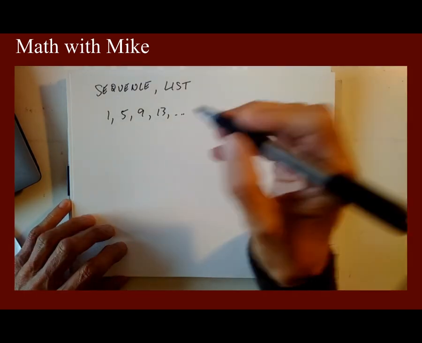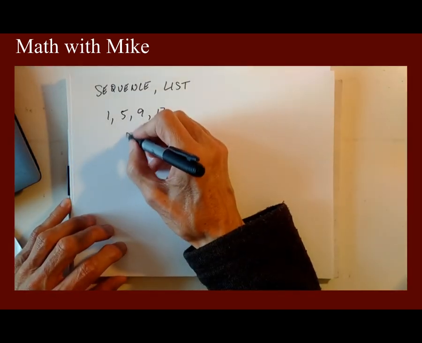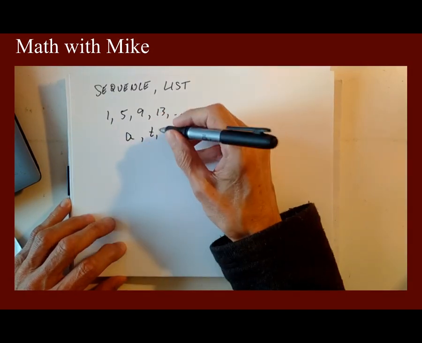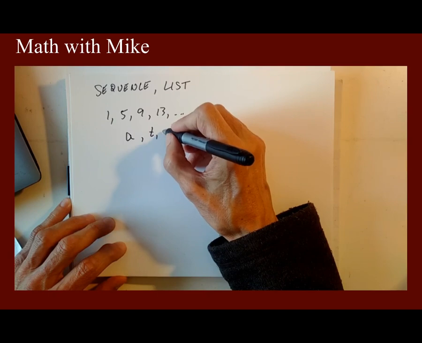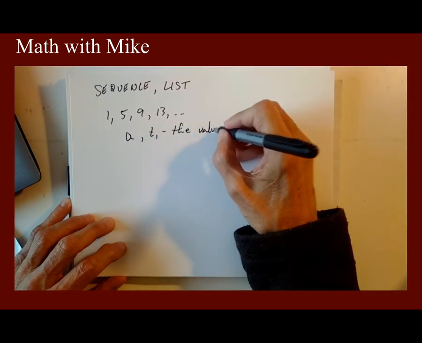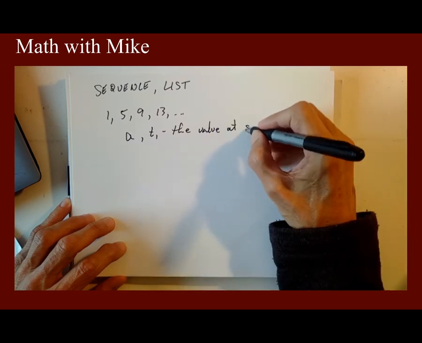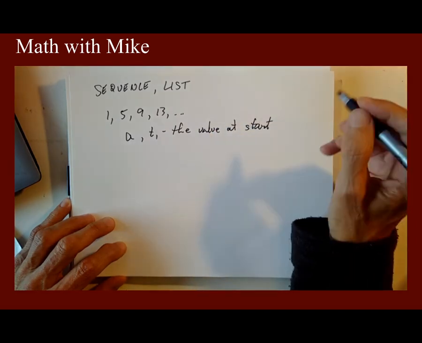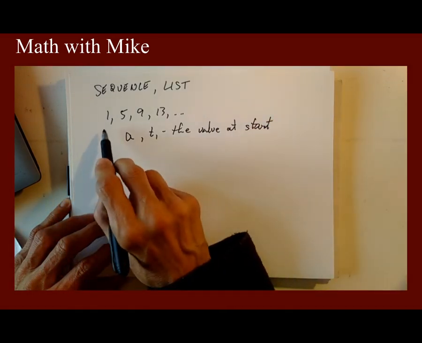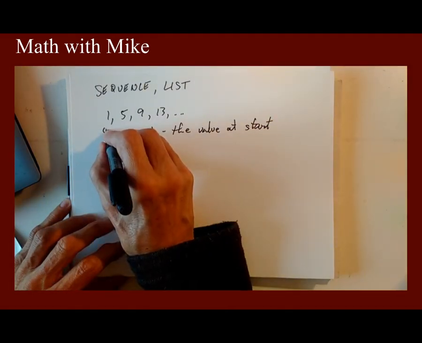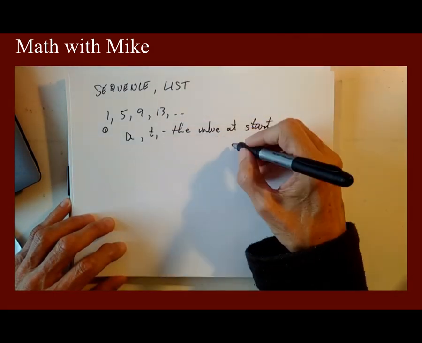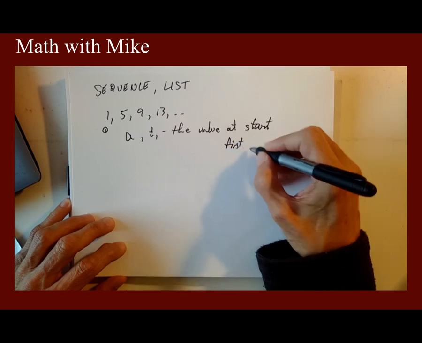So one of the symbols is the A, and sometimes T1. And what this is, is the value at the start. That is the value at the first position.